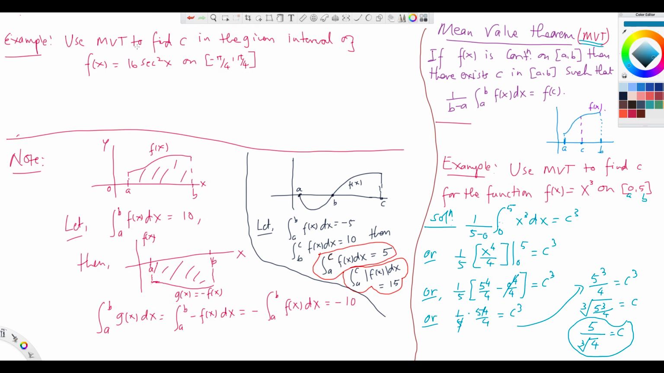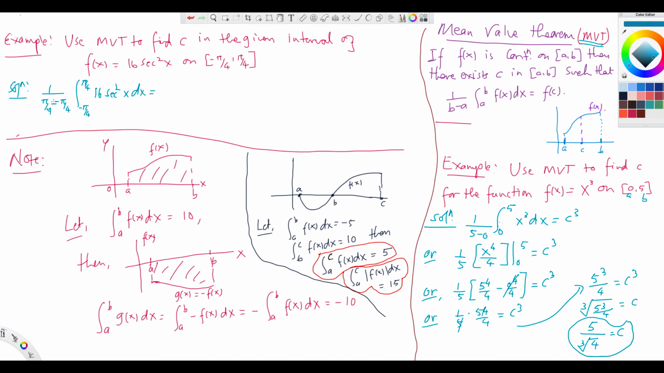Use the mean value theorem to find c in the given interval for f(x) equals 16 secant squared x on the interval negative pi over 4 to pi over 4. Exactly the same way, right? So the solution: you do 1 over b minus a, which is pi over 4 minus negative pi over 4, and then the integral from negative pi over 4 to pi over 4 of 16 secant squared x dx.